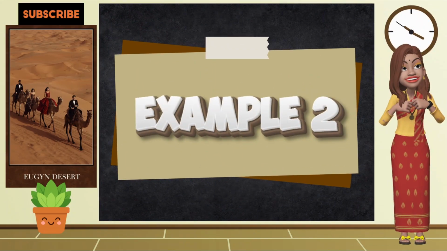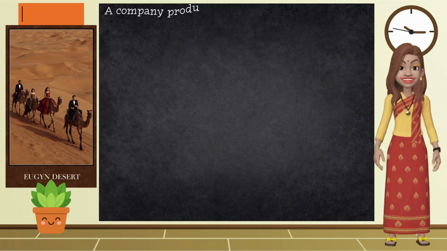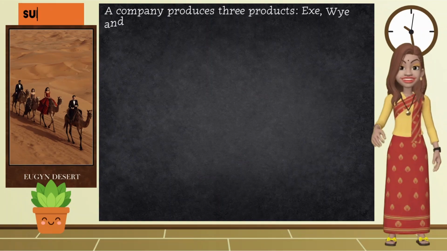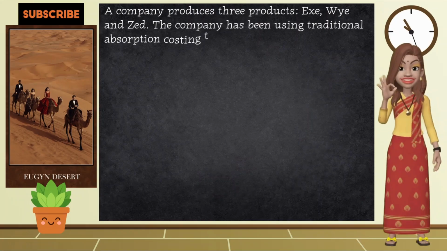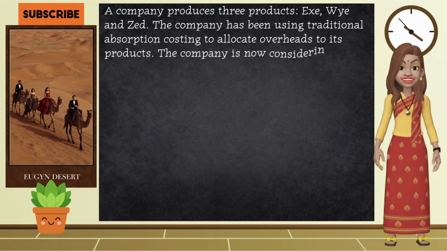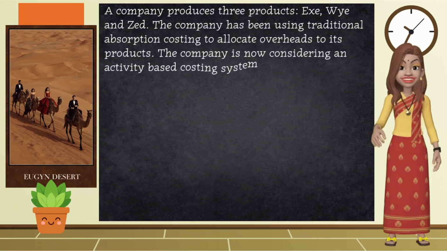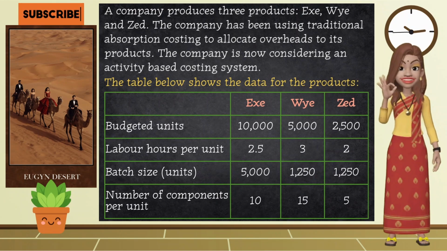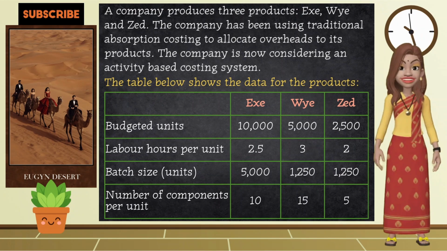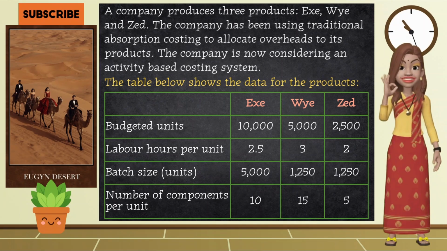Example 2. A company produces 3 products, X, Y, and Z. The company has been using traditional absorption costing to allocate overheads to its products. The company is now considering an activity-based costing system. The table below shows the data for the products. In the table, we have the data for budgeted units, labor hours per unit, the batch size in units, and the number of components per unit.